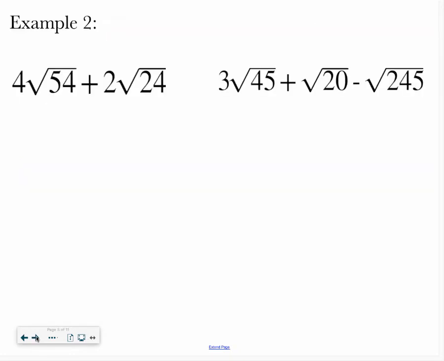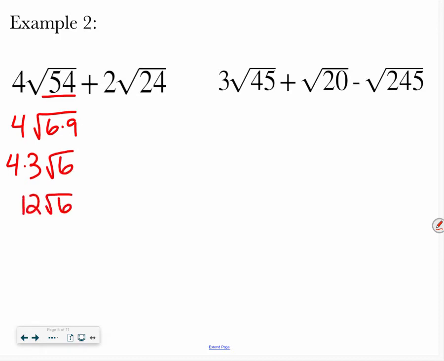Example 2. We are going to combine what we learned yesterday with what we are doing today. So I have 4 square root of 54, but I see that 54 can be broken up into 6 times 9. And I know the square root of 9 is a nice number. It's a 3. So on the outside, I have 12 square root of 6.